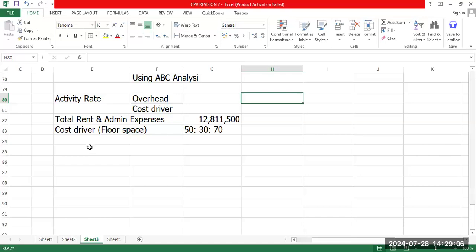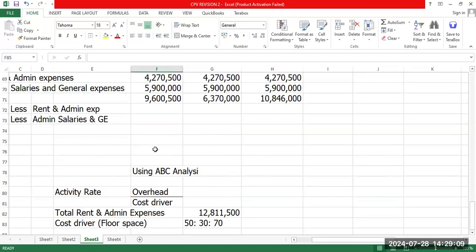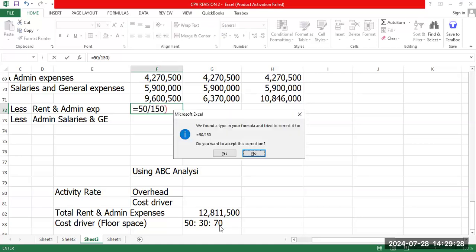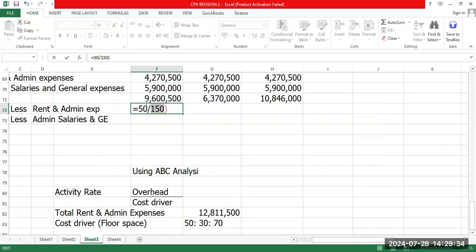We are here. We need the actuals for PD. What we are going to do directly here is you just get 50 divided by what is the total ratio? 50 plus 30 plus 70. What do you get? You get 150. Then everything you multiply by this cost.